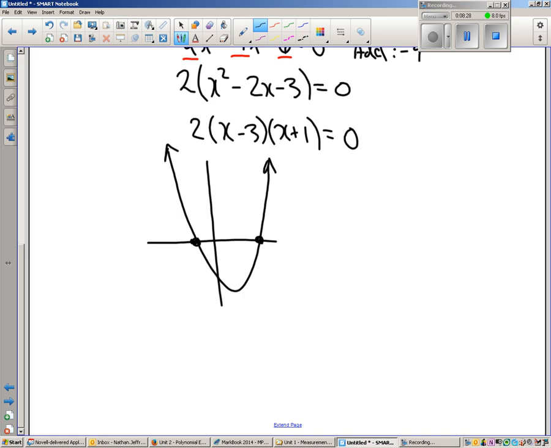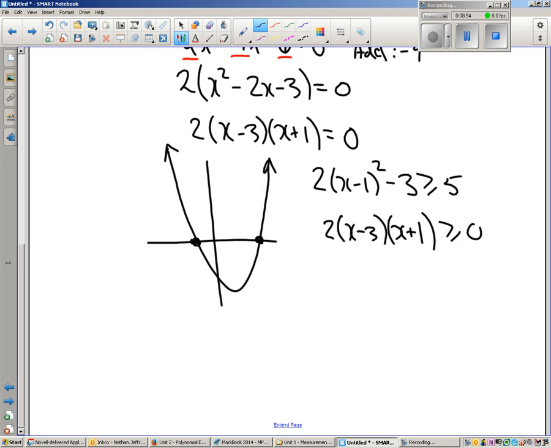Okay. And what we've done here is we went through and we changed everything. So now we can take this equation and switch it back into an inequality. We took our inequality that was 2 bracket x minus 1 squared minus 3 greater than or equal to 5. And we've been able to manipulate that and change it into when 2 (x minus 3)(x plus 1) is greater than or equal to 0. Okay, so when is this equation greater than or equal to 0?